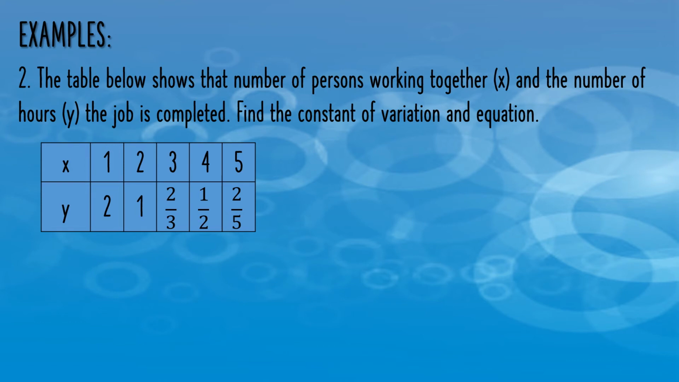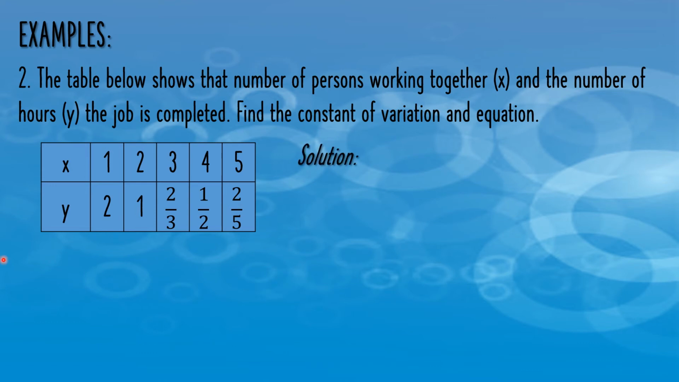So dito, meron tayong mga values of x and values of y. As you can see, the values of x are 1, 2, 3, 4, 5, and then sa y naman, 2, 1, 2 thirds, 1 half, and 2 fifth. So habang tumataas ang value ng x, bumababa naman ang value ng y. So that is an example again of inverse variation.